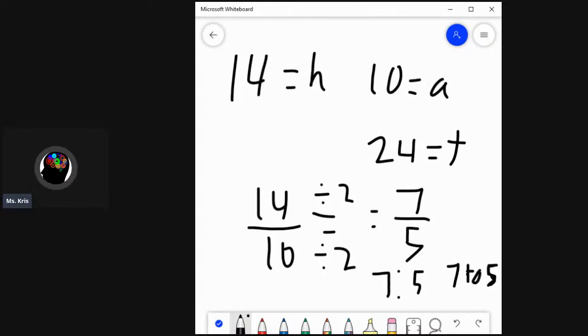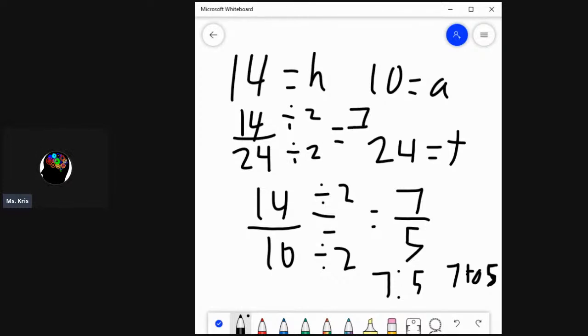Also, the second question was find the ratio of home games to all games. Well, we know all the games are 24, so that'll be your denominator, and home games, 14, would be your numerator. Then, of course, you still will simplify them by dividing by the greatest common factor between the two, which is still 2. And 14 over 24 becomes 7 over 12.